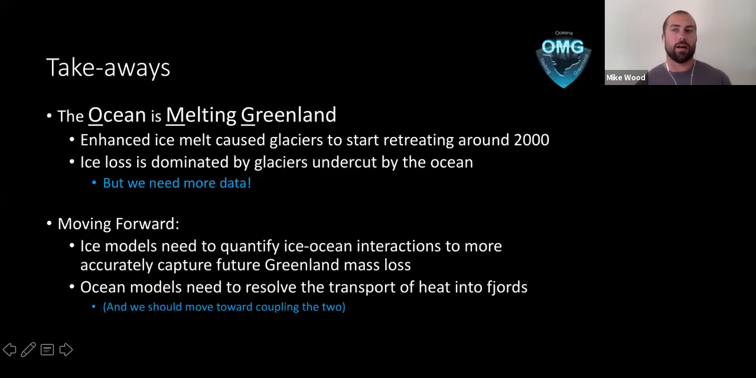So to conclude, the ocean is melting Greenland. We found that with a lot of new data from the Oceans Melting Greenland campaign. And this really happens because of enhanced ocean heat that caused the glaciers to start retreating around 2000. We see that ice loss is dominated by glaciers that are undercut by the ocean, but of course we need more data to make further conclusions on that. It wouldn't be a good science talk if we didn't say we needed more data, right?